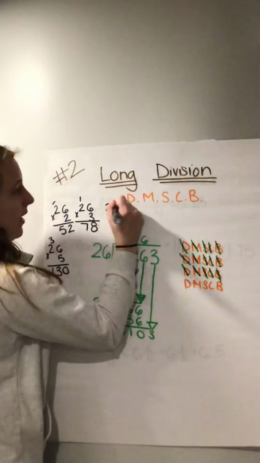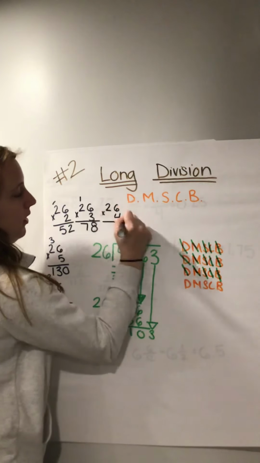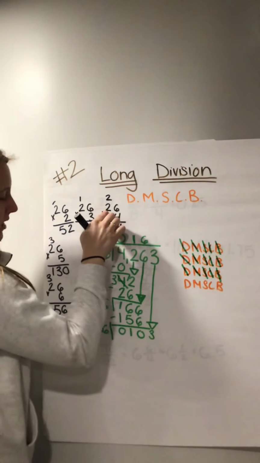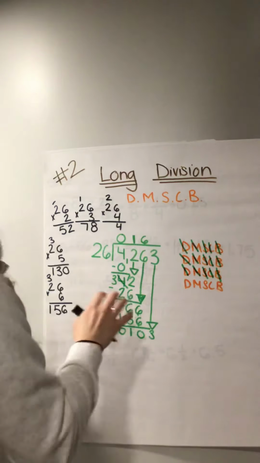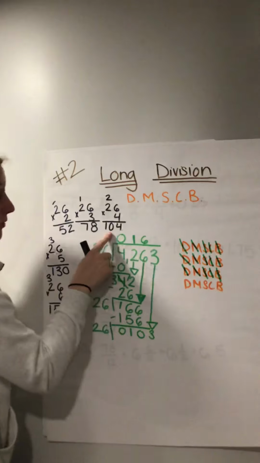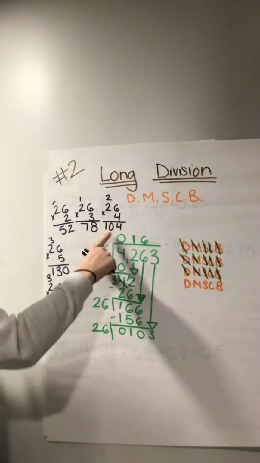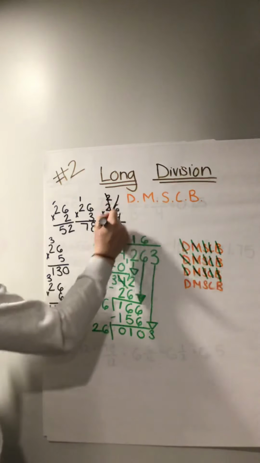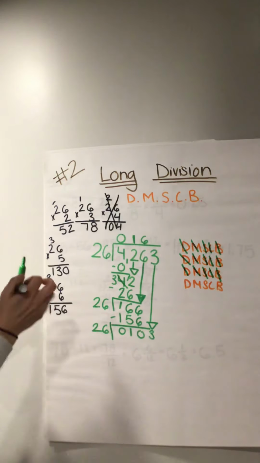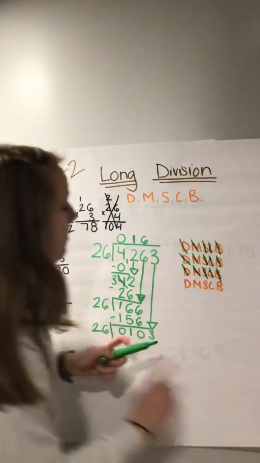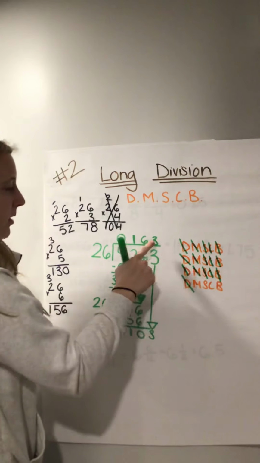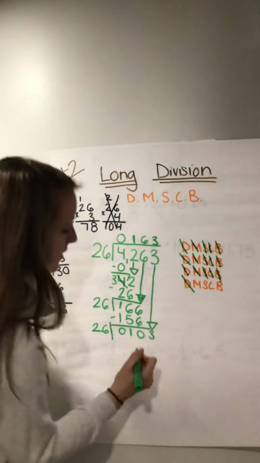Let's try 26 times 4. 6 times 4 is 24. 4 times 2 is 8, plus 2 is 10, which would give us 104. But 104 is over 103, so I know this isn't it. So I have to go down to the lowest one, which would be 26 times 3. So at the top, I'm going to put a 3. 26 can go in 103 3 times without going over. I will multiply. 3 times 26 we know is 78.